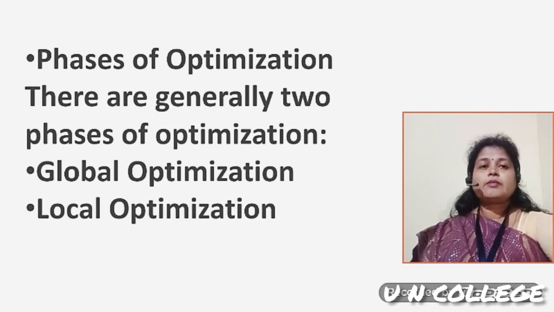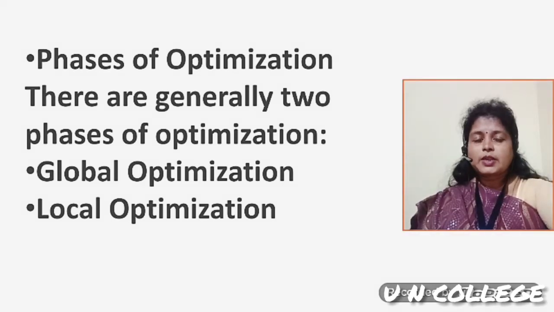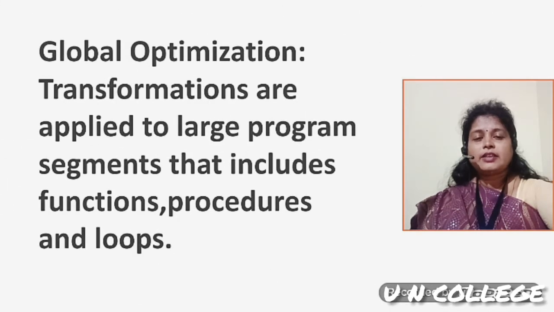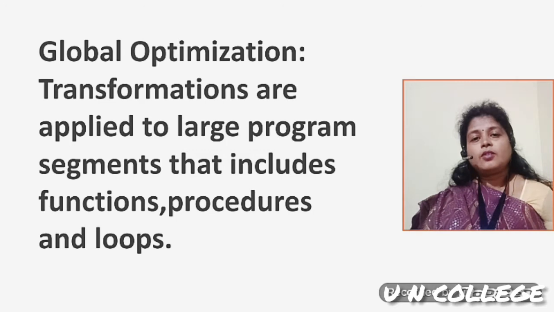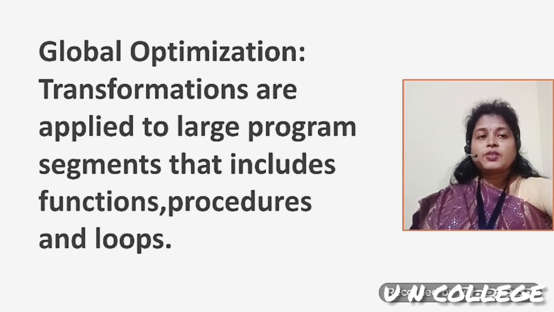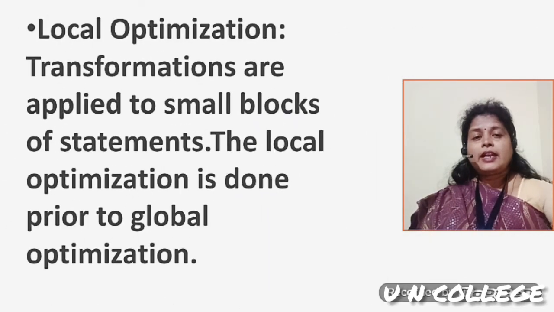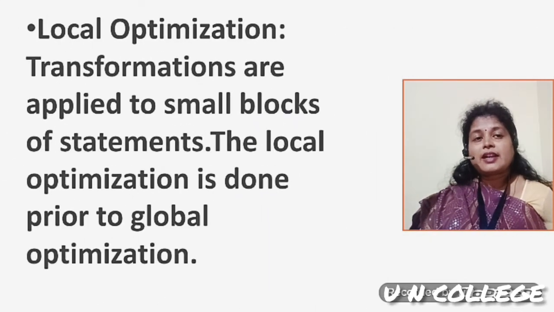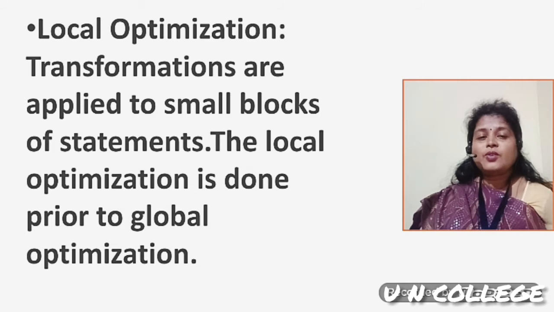Now we will discuss the phases of optimization. There are generally two phases of optimization: global optimization and local optimization. First of all, global optimization means that transformations are applied to large program segments that include functions, procedures and loops. In local optimization, transformations are applied to small blocks of statements. Local optimization is done prior to global optimization.